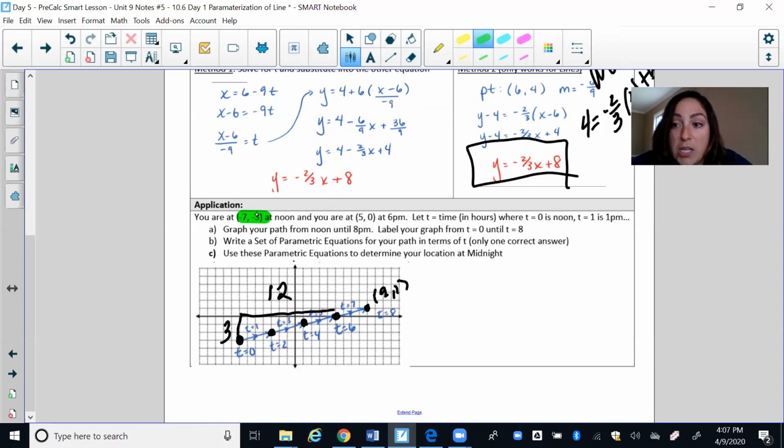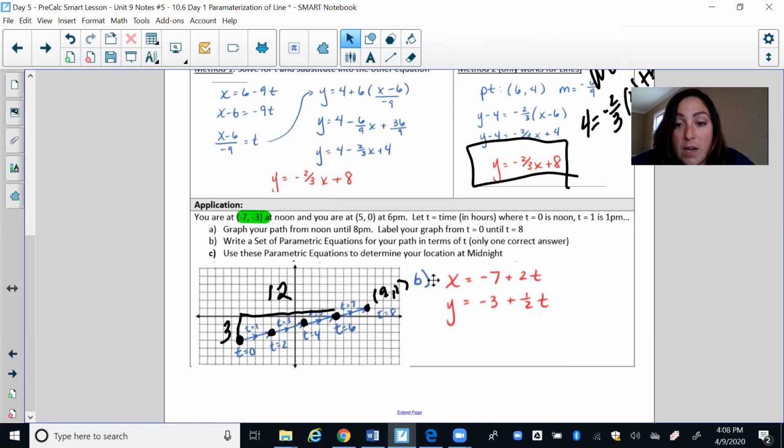And then our change in y over time is up 1/2, right? And then our change in x every hour is to the right 3. So we put that together and we get x equals -7 plus 2t. Sorry, I think I said right 3, I meant right 2, because 12 over 6 hours means we're going to the right 2. Up 1, right 2, up 1, right 2. Sorry about that.